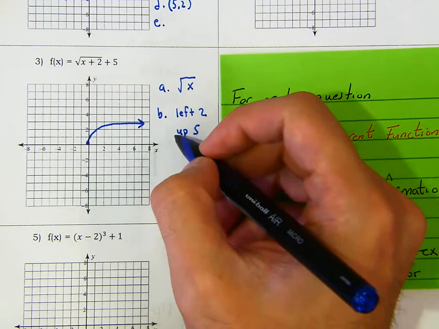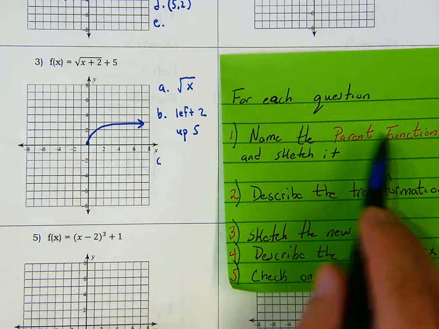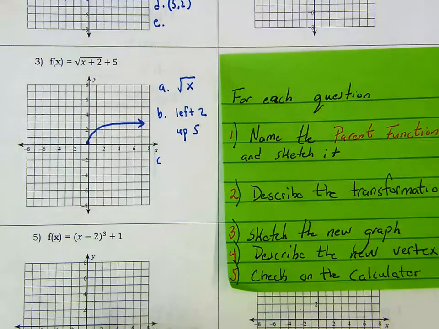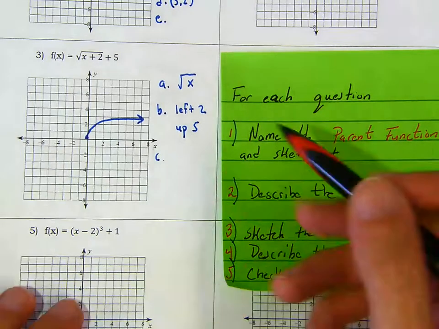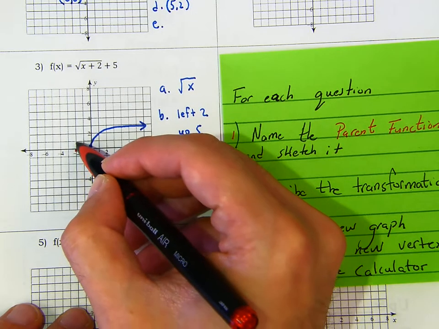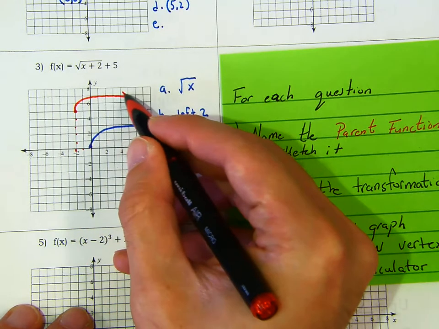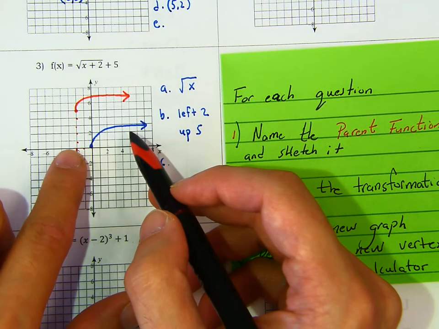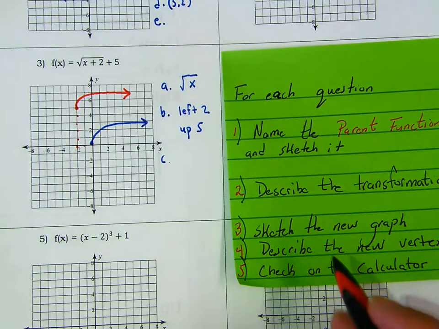Okay. So we named the function, we sketched it, we described the transformation. Now let's sketch the new graph, right? If you want, grab another color. What would happen, it would be 2 to the left, and 1, 2, 3, 4, 5 up. It's like you're just taking this graph, you're shifting it 2 to the left, and 5 up. Okay, and we did part 3.